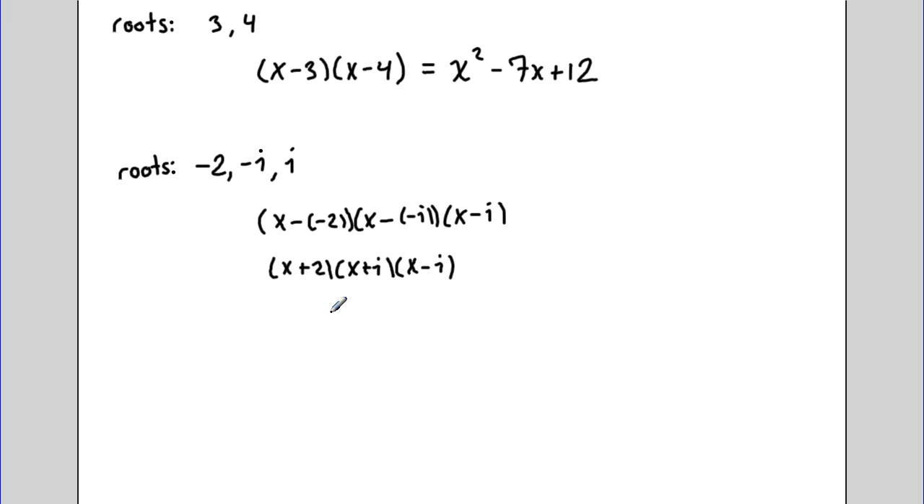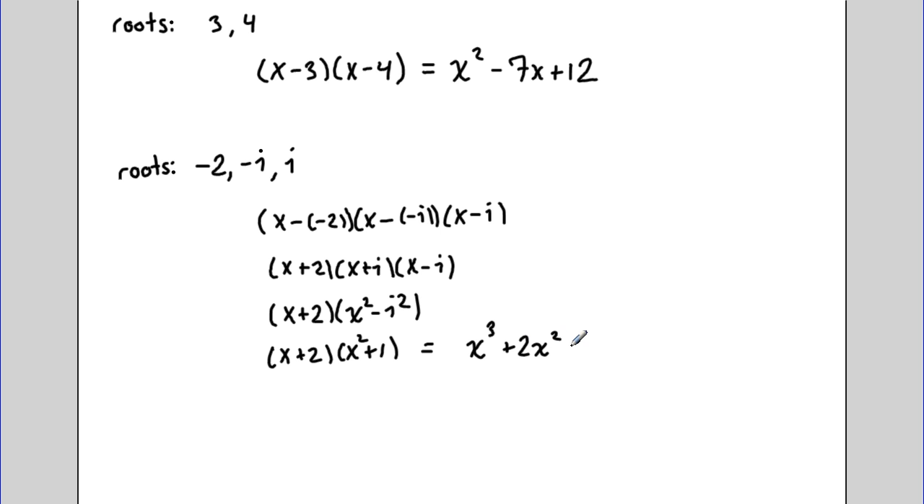I would choose to distribute out these second 2 factors first, because that'll be a little bit quicker. It's a sum and difference pattern, which will result in a difference of 2 squares. So we'll have x squared minus i squared. That can just be rewritten as x squared plus 1. And then we can distribute out the x plus 2 times the x squared plus 1, and our final answer will be x cubed plus 2x squared plus x plus 2.